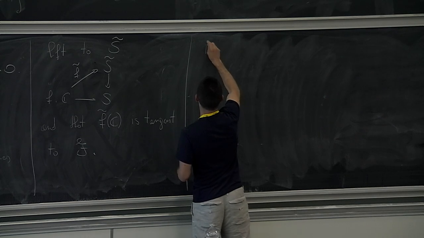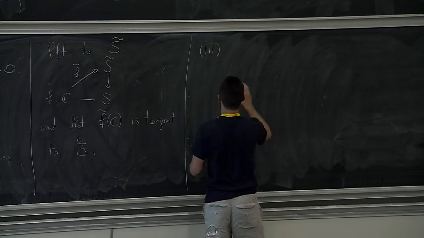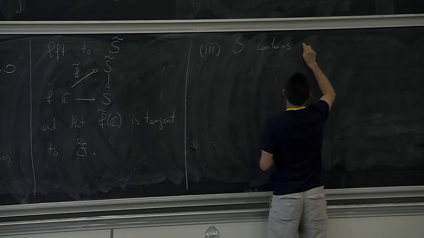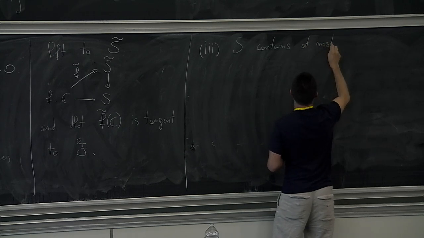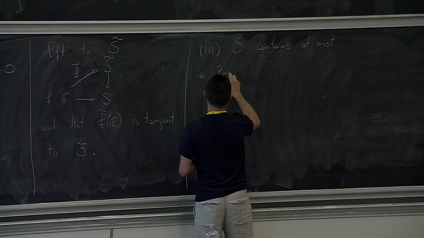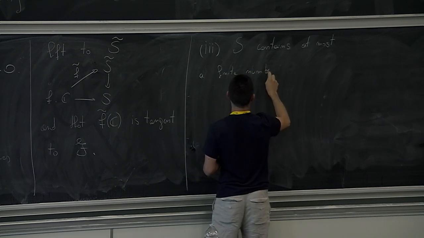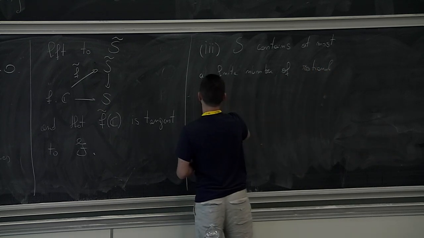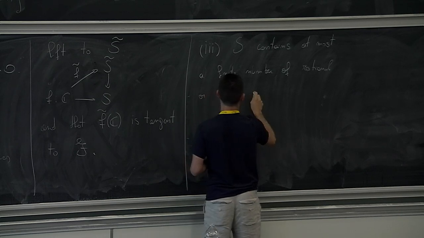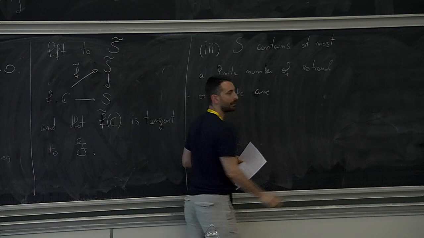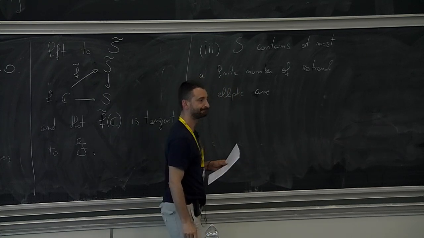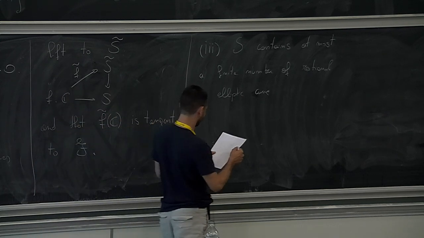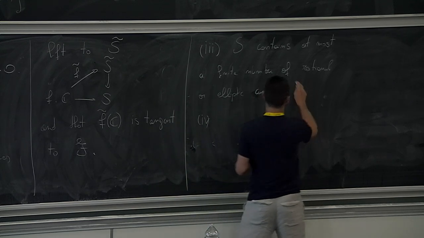Three. S contains at most a finite number of rational or elliptic curves. Maybe I have to say and elliptic curves. I don't know. I mean, both rational curves and elliptic curves are finite, if any. Okay? And four, so this is Bogomolov.